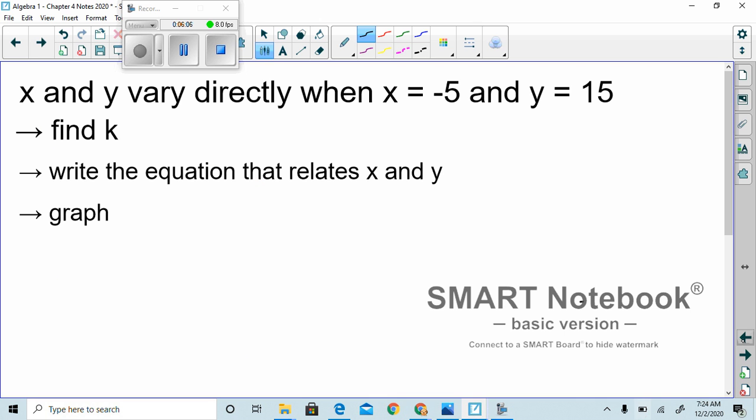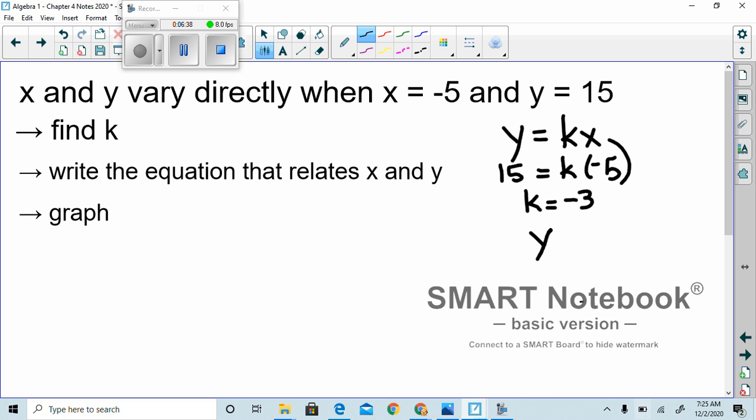We could look at one more example, and we're going to see once again that statement that x and y vary directly when x is equal to -5 and y is equal to 15. In the beginning, and you don't really have to do this, but I put the model down so you see that I'm replacing y with 15 and x with -5. I do one inverse operation and I find that k is equal to -3. My model now looks like y is equal to -3x.